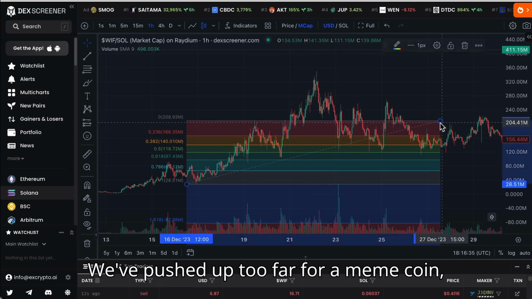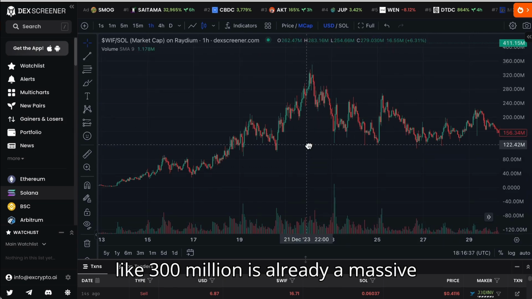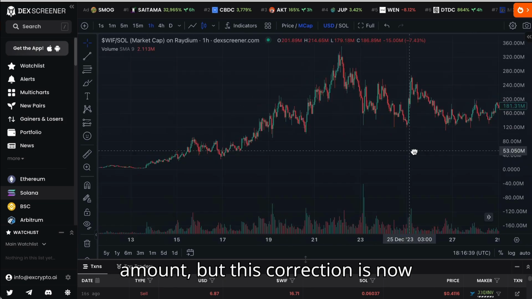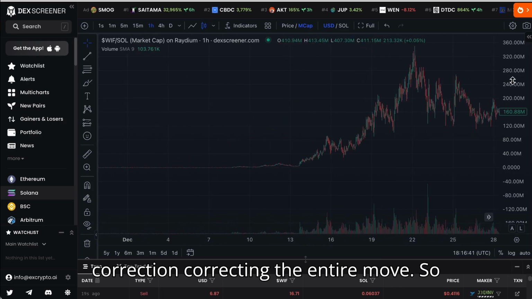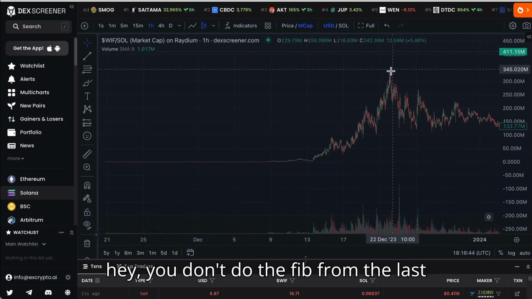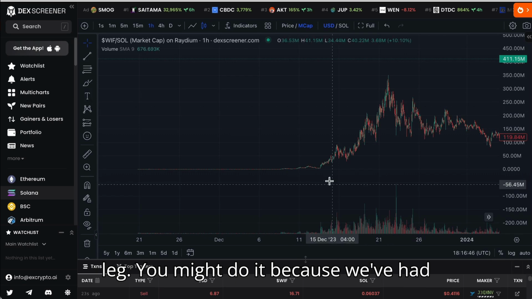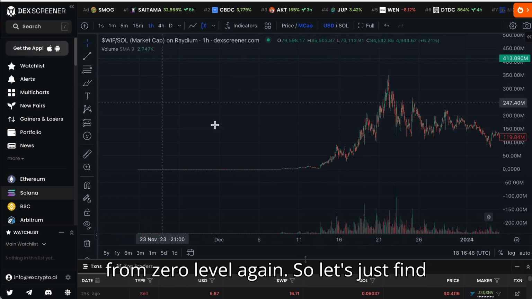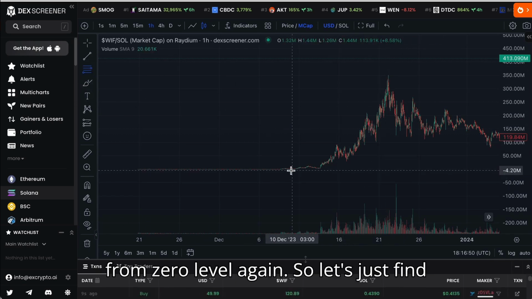We've pushed up too far for a meme coin. Like 300 million is already a massive amount. But this correction is now correcting the entire move. So here you don't do the fib from the last leg. You might do it, because we've had kind of like 5 waves up. You might do it from 0 level again. So let's just find a rough 0 level.